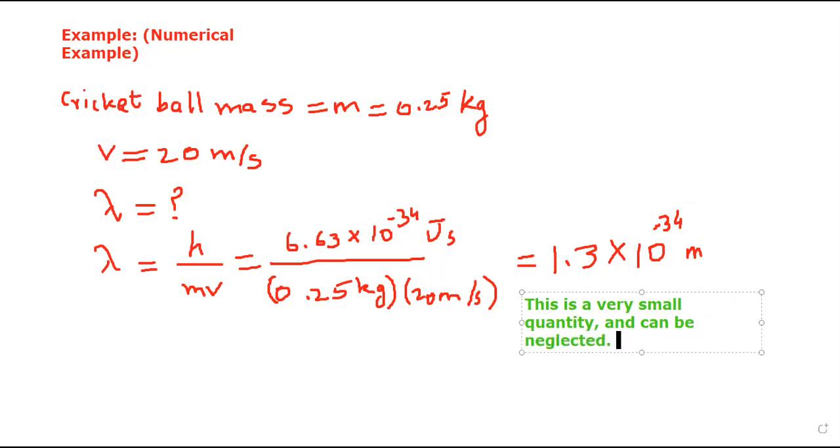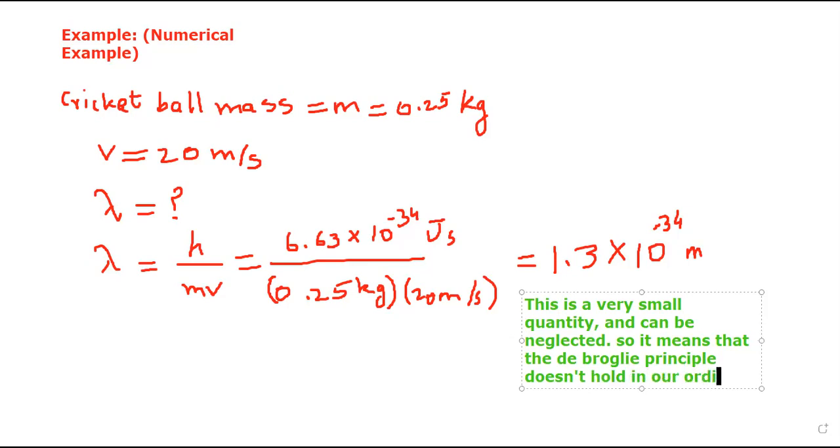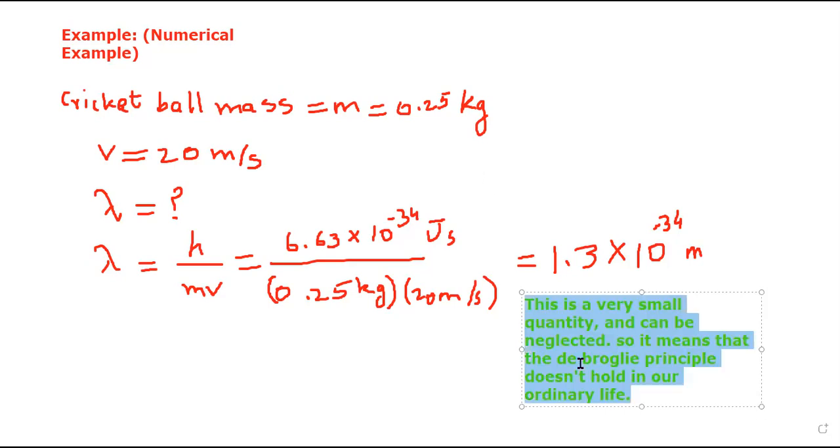So it means that the de Broglie principle doesn't hold in our ordinary life. It has nothing to do with ordinary life, because we are not going to calculate the different characteristics this way, because this is having a very small value, which is negligible.